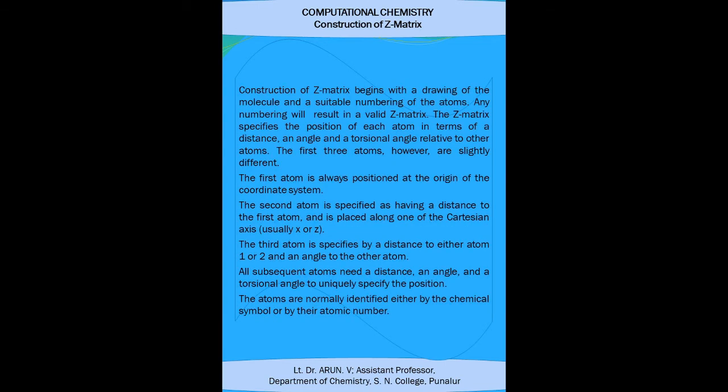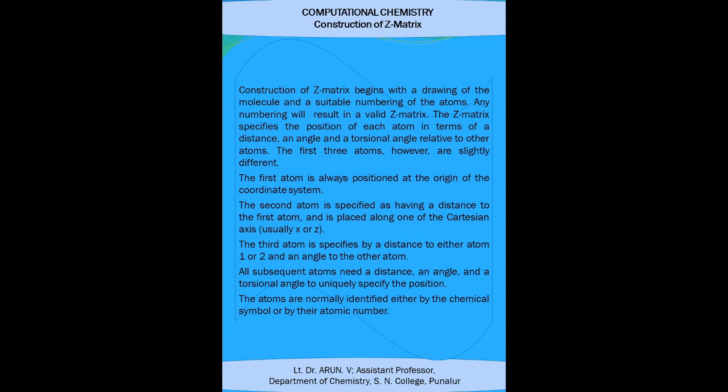Construction of Z matrix begins with a drawing of the molecule and, with a suitable numbering program, numbering of the atoms. That is, just before the construction of Z matrix, we have to know the structure of the molecule, draw it, and then number the atoms in that molecule. Any numbering will result in a valid Z matrix. That is, we can give numbers as per our choice.